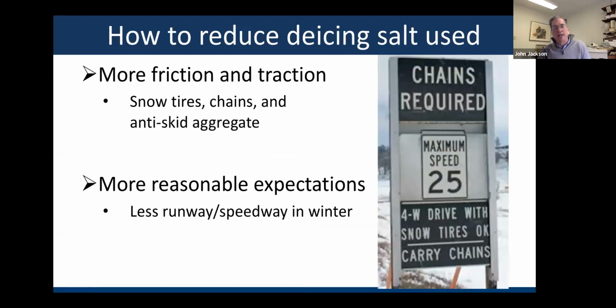Friction and traction, going back to the good old days: snow tires, chains, anti-skid aggregates, things like that I grew up with in Colorado. That's where we got this sign for the chain law. In effect, you can't go over the passes if you don't have chains on. And it's about expectations, less about the highway being a runway and a speedway in the middle of a winter storm. That's just a crazy expectation. But that's to some degree what our transportation departments are responding to, an expectation of clean roads no matter how bad the storm.